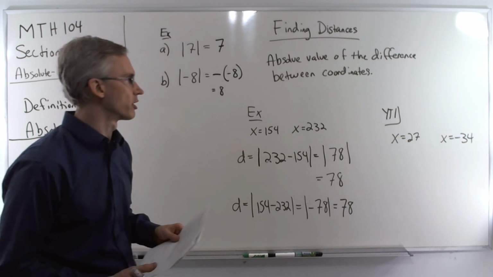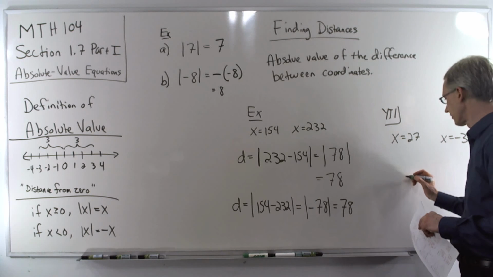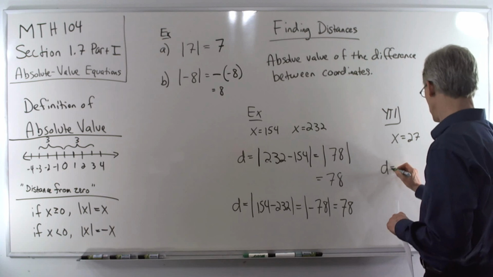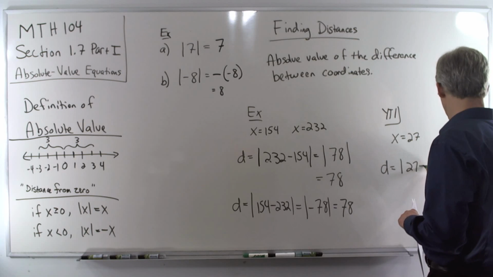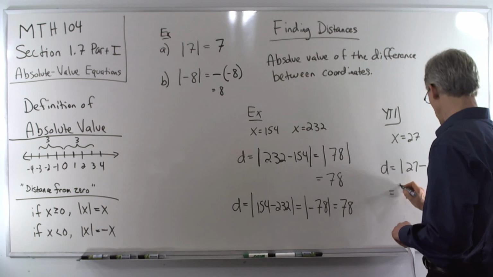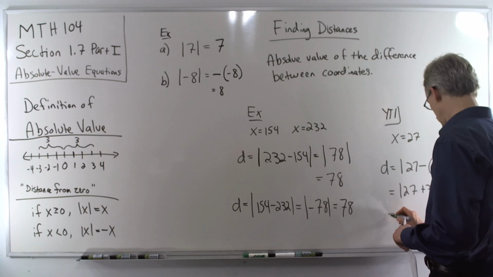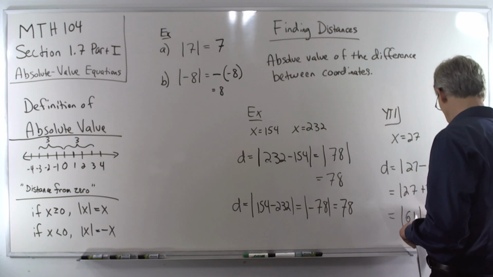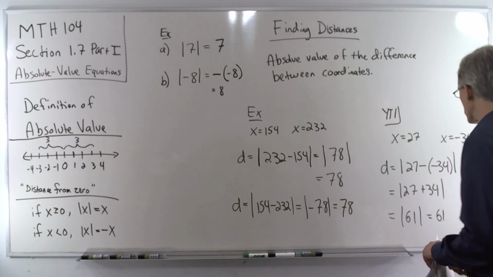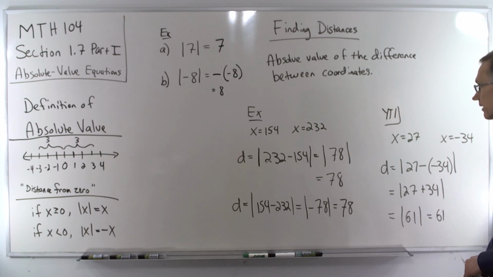And that brings us to your turn number 1. Find the distance between x equals 27 and x equals negative 34. So we can subtract this way, 27 minus negative 34. Subtracting a negative is like adding, so we'll convert that to addition, 27 plus 34, and we get 61. The absolute value of 61 is 61.